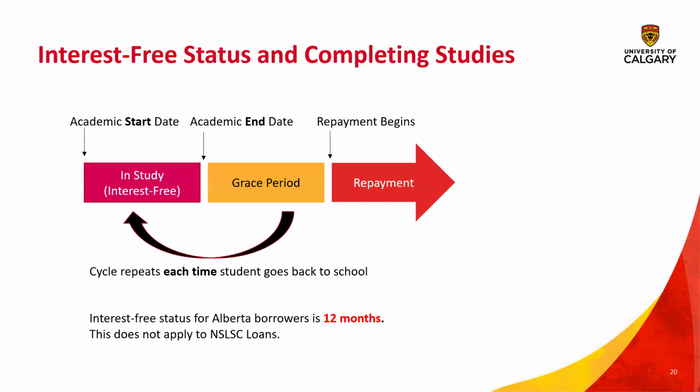Now, at the end of your studies, Alberta Student Aid provides a 12-month grace period, and your lender NSLSC provides a 6-month grace period after your last reported end date. While you are in full-time studies, your loans are not generating any interest. Interest only starts to generate on your loans once your grace period has ended. Not all provinces are the same here, so always double check the terms of your loans with your lender.